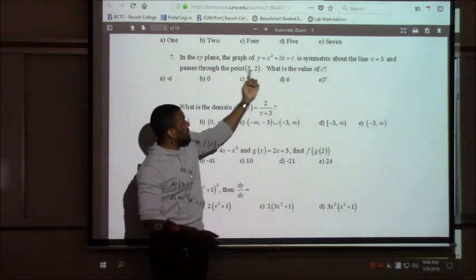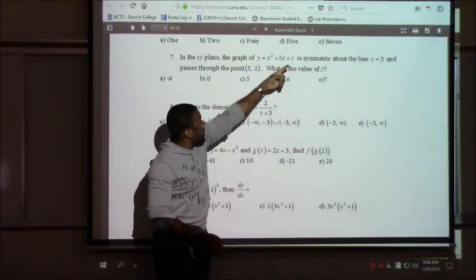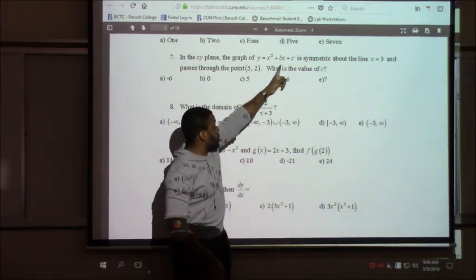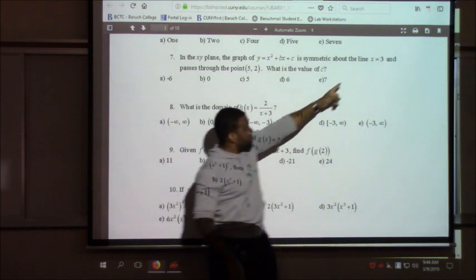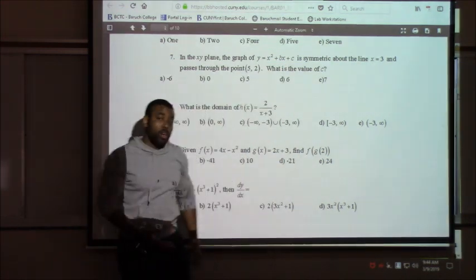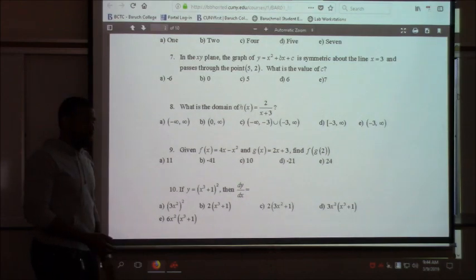And then you can plug in this coordinate here into there, right? So the 2 goes for the y, the 5 goes for all the x's, and at this point, since we already found the b using the vertex, we can now find the c. C is going to be the only unknown in that equation, right?